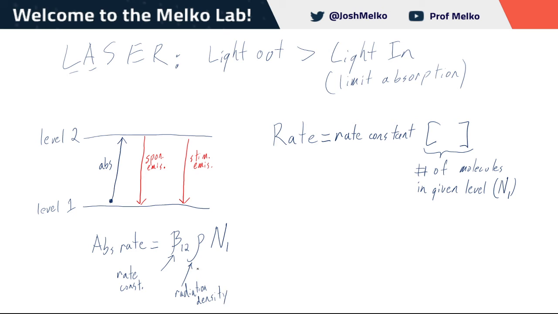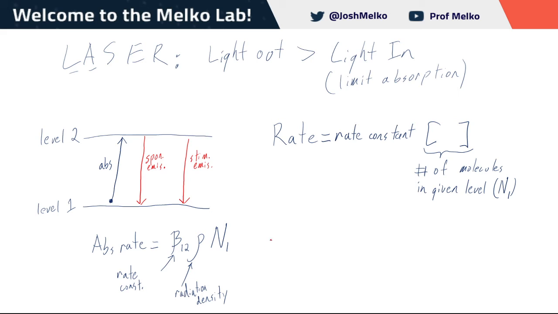Okay, because there are two things that matter here. It's the light coming in. How many photons are there? What is the density of radiation for that particular wavelength, right? For this particular delta E. What is the radiation density at that energy? And beta here is just the rate constant for the process. N1 is the number of particles down here. Okay, so that's my absorption rate.